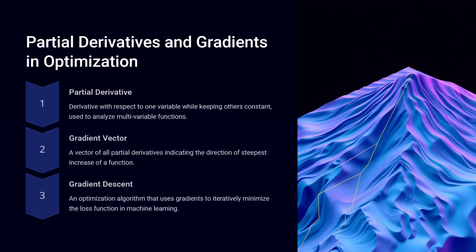Partial derivatives and gradients in optimization. Partial derivative: derivative with respect to one variable while keeping others constant, used to analyze multivariable functions. Gradient vector: a vector of all partial derivatives indicating the direction of steepest increase of a function. Gradient descent: an optimization algorithm that uses gradients to iteratively minimize the loss function in machine learning.